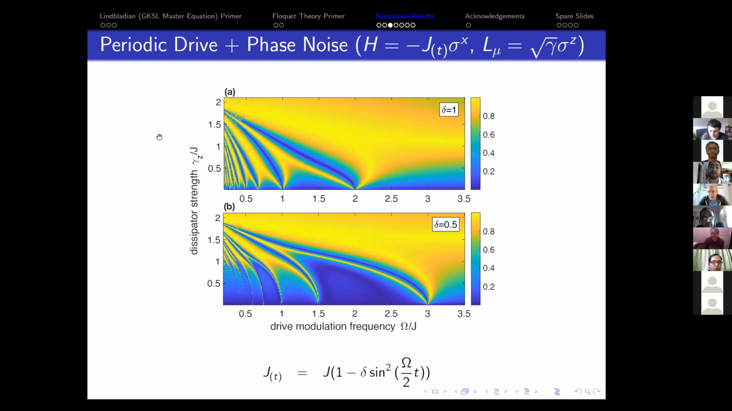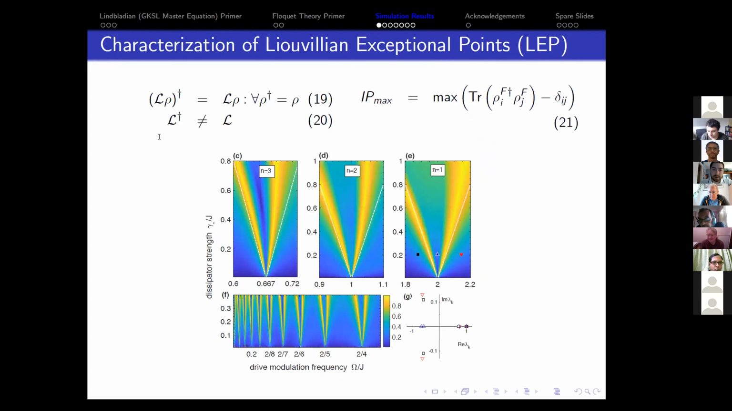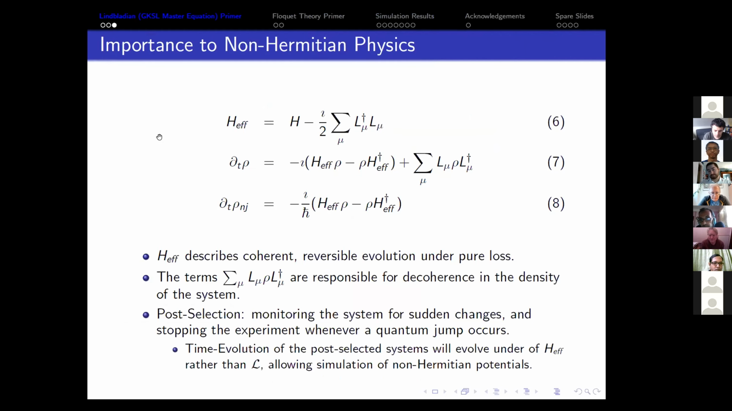Right. Well, there is one situation that we would be interested in using these to observe them, and that is the post-selection methods that I talked about right here. It's basically using these Lindbladian dynamics to simulate the non-Hermitian systems that we're actually interested in.